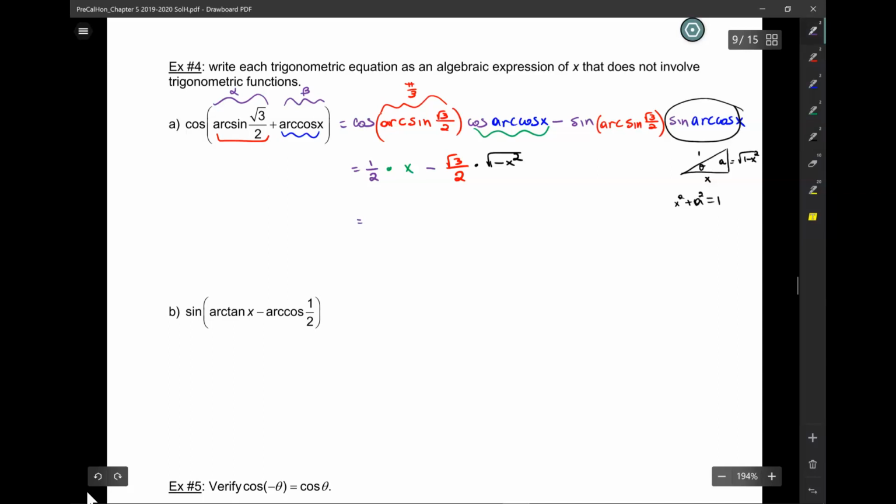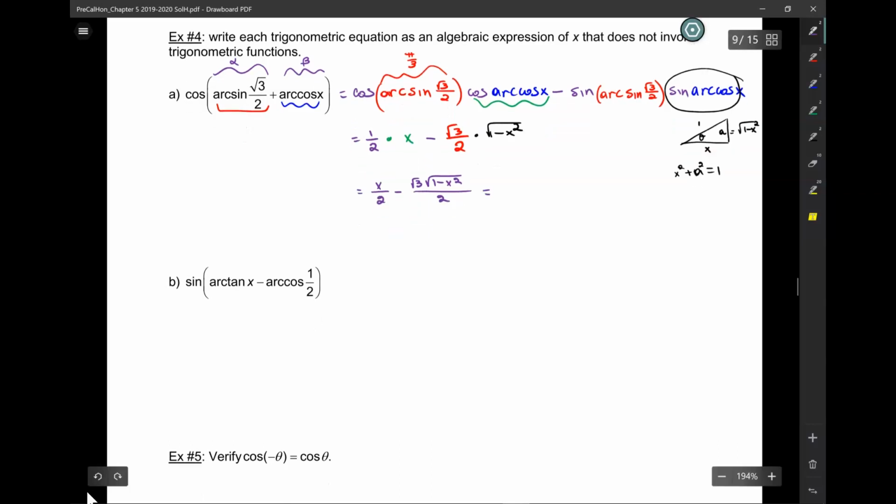So now I have here x over 2 minus root 3 times root of 1 minus x squared over 2. Look at how we simplify that. That's a denominator of 2, and I have x minus all in the root, 3 times 1 minus x squared.